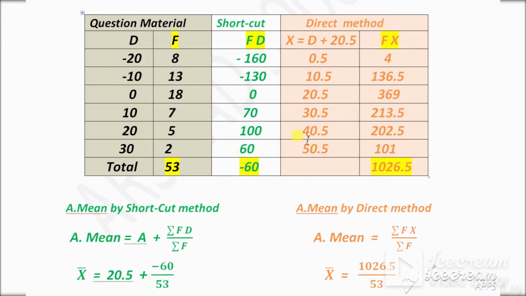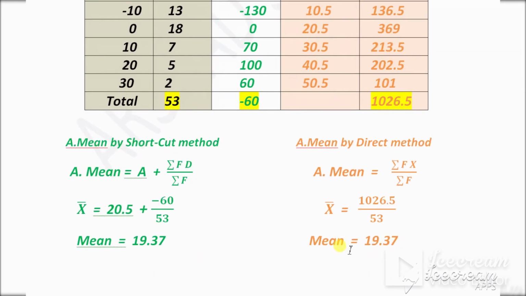Multiply 5 and 2 with their respective numbers and we will get the products. Then take the total of fx. Now according to the formula, mean is equal to summation fx divided by summation f. So the fx total is 1026.5, and the f total is 53. Now divide both totals and we will get the mean. So the mean is 19.37, and the previous one is also 19.37. The means of the shortcut method and the direct method are the same, so it means our calculation is true.